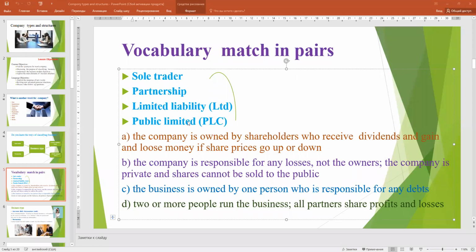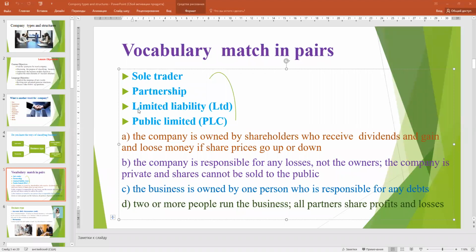Okay, so sole trader, and the answer is C. The business is owned by one person who is responsible for any debts. Okay, what about the partnership? Partnership, the answer is D. Two or more people run the business. All partners share profits and losses.